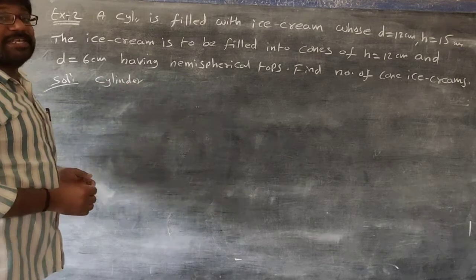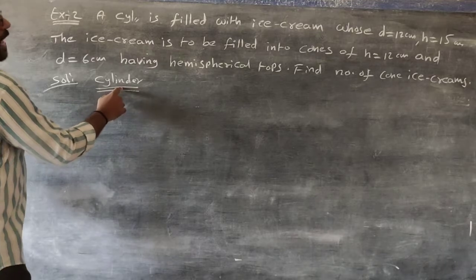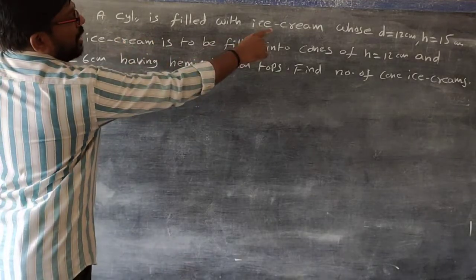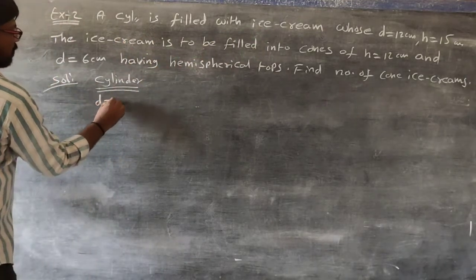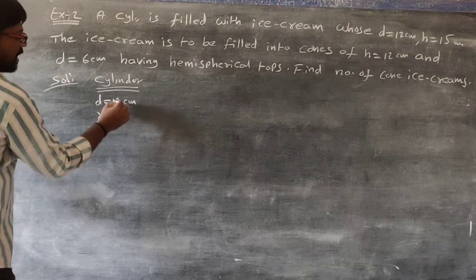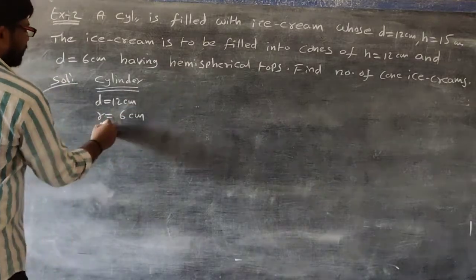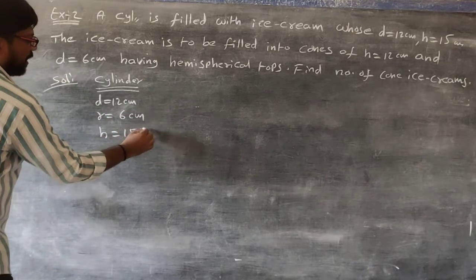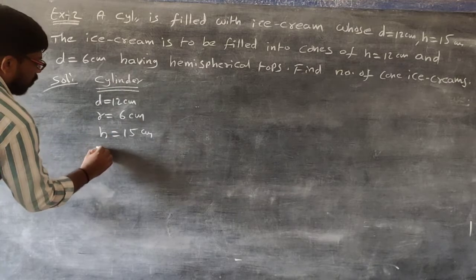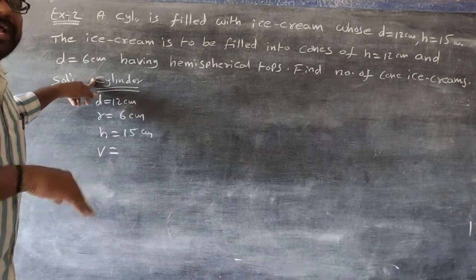Cylinder, that is the whole ice cream. Its dimensions: diameter D is equal to 12. Then what about R? It is half of the diameter, 6 centimeters, right? And H is equal to 15 centimeters. What is its volume? Volume of the cylinder gives the volume of the whole ice cream.